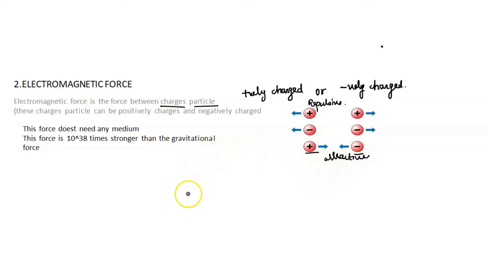This force doesn't need any medium. And this force is 10 to the power 38 times stronger than the gravitational force. So electromagnetic force is stronger than the gravitational force.